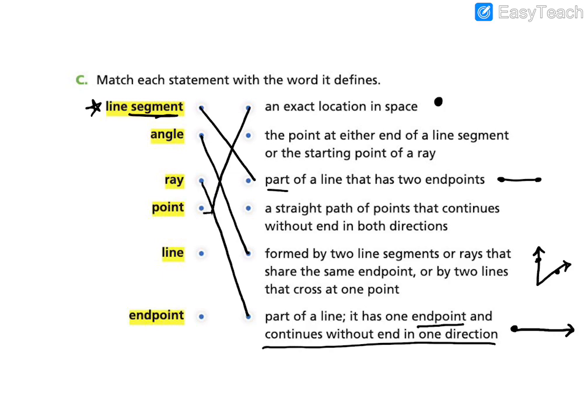All right, so let's find a line. A line is a straight path of points that continues without an end in both directions. And finally, an endpoint is our last one. It is the point at either end of a line segment or the starting point of a ray.